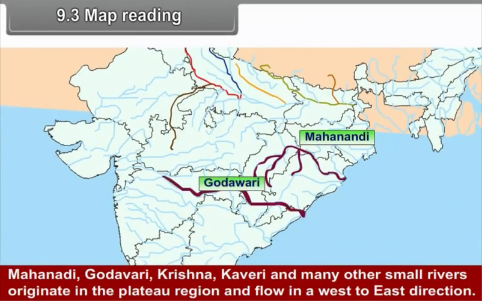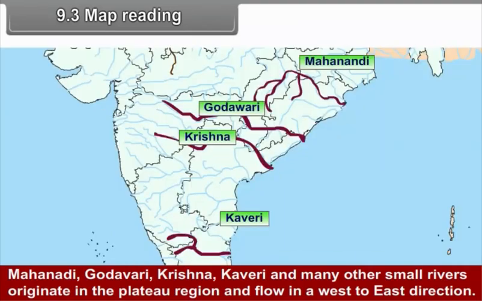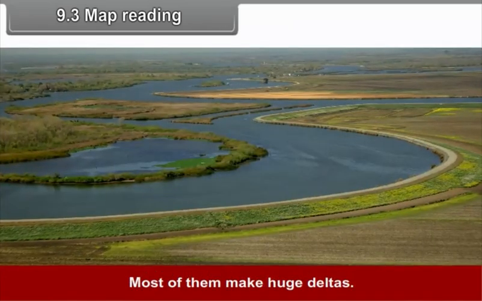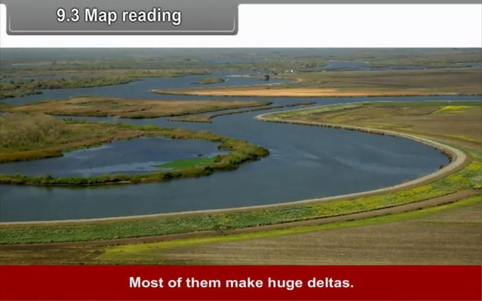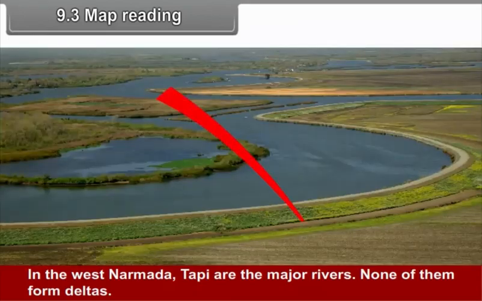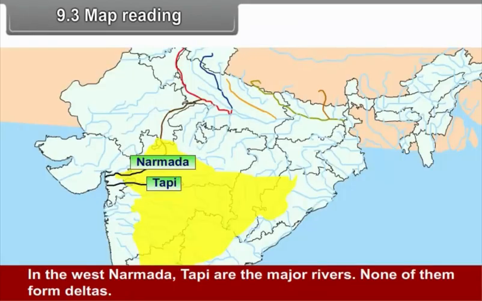Mahanadi, Godavari, Krishna, Kaveri and many other small rivers originate in the plateau region and flow in a west to east direction. Most of them make huge deltas. In the west, Narmada and Tapi are the major rivers. None of them form deltas.